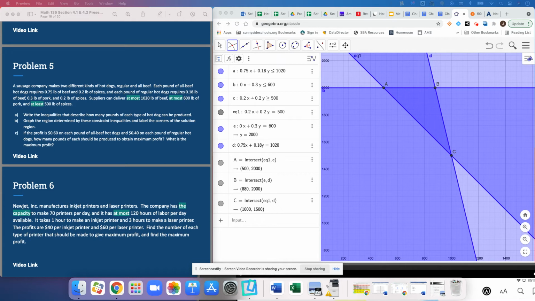So A, we would make 500 pounds of whatever X is, which in our case is all beef hot dogs, and we would make 2,000 pounds of regular hot dogs. That's point A. Point B is 880 pounds of all beef hot dogs and 2,000 pounds of regular hot dogs. And our third opportunity here is to make 1,000 pounds of all beef hot dogs and 1,500 pounds of regular hot dogs. And so I've written that on my iPad. I'll bring that up here for everyone.